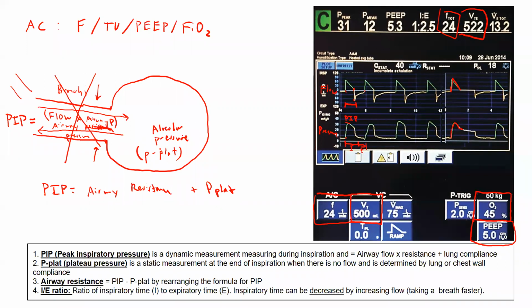And what you're left with is just your alveolar pressure, or the pressure that it takes to open up that alveoli. And that setting is called your P flat. So that is your P flat.